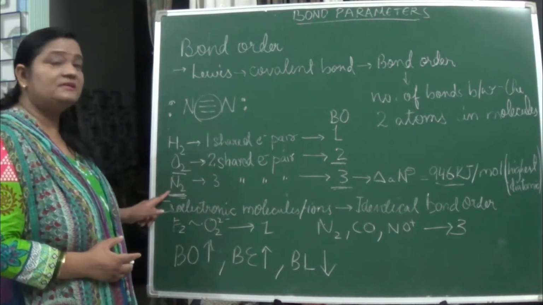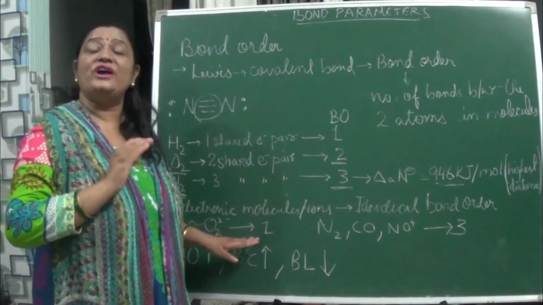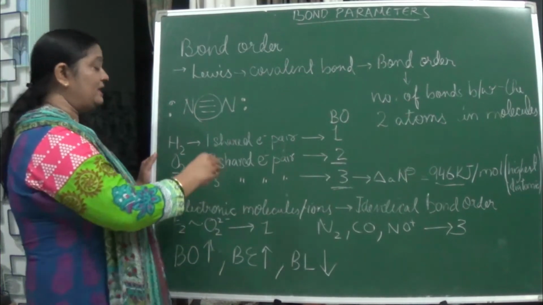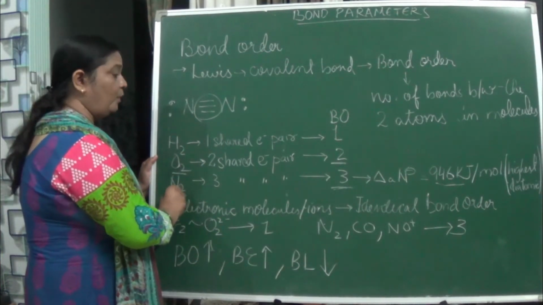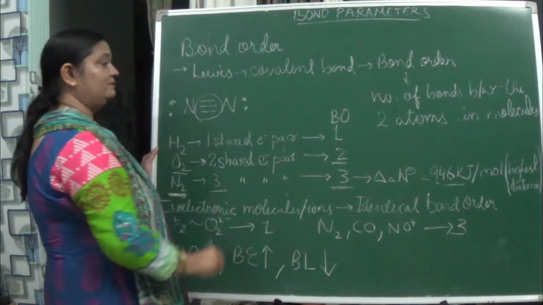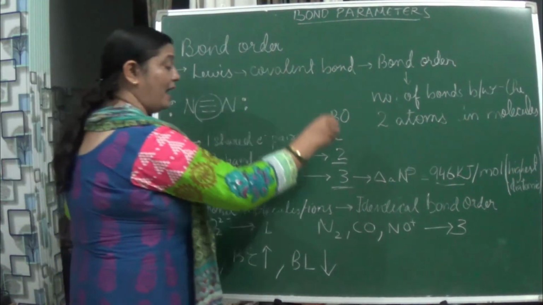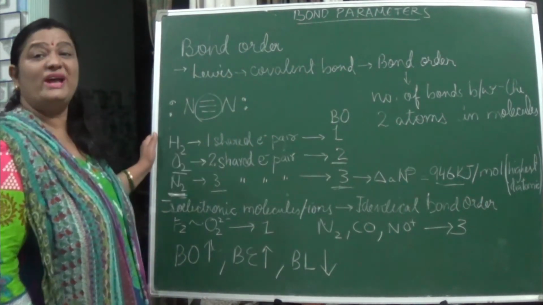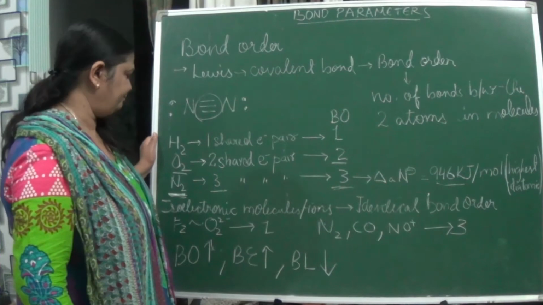It shows that this nitrogen molecule is very, very stable. Now, when we talk about the bond enthalpy for a diatomic molecule with a bond order of 3, it means it is very stable in nature.